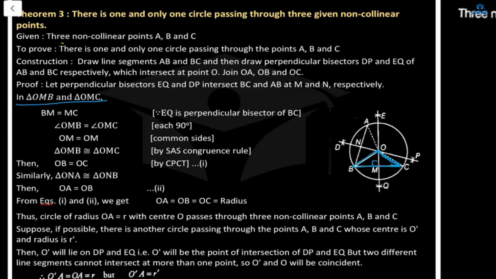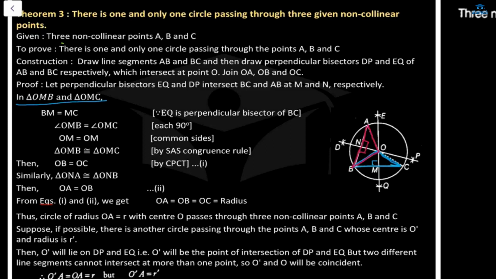Now the same process we are going to apply in this triangle. Here also, the same process in both the triangles: AN will be equal to NB, because ON is the bisector of the line. ON is common, and this angle is equal to 90 degrees in both. So these two triangles are also congruent.